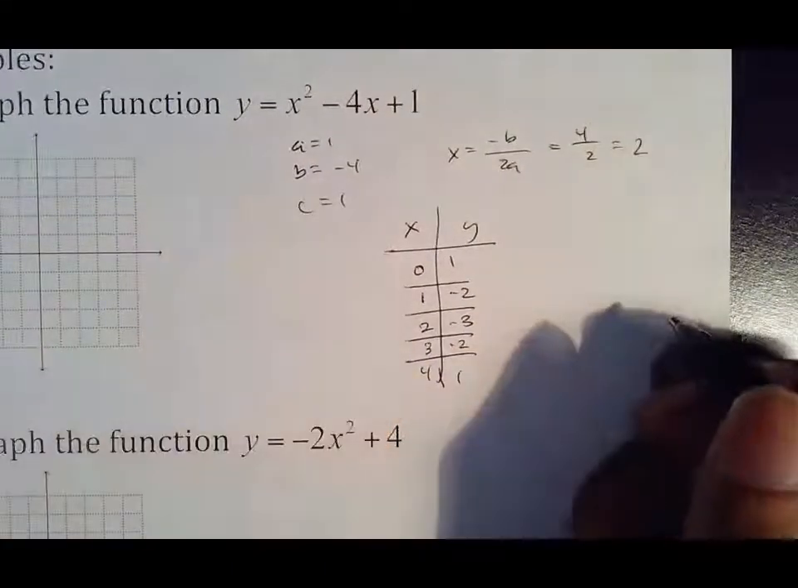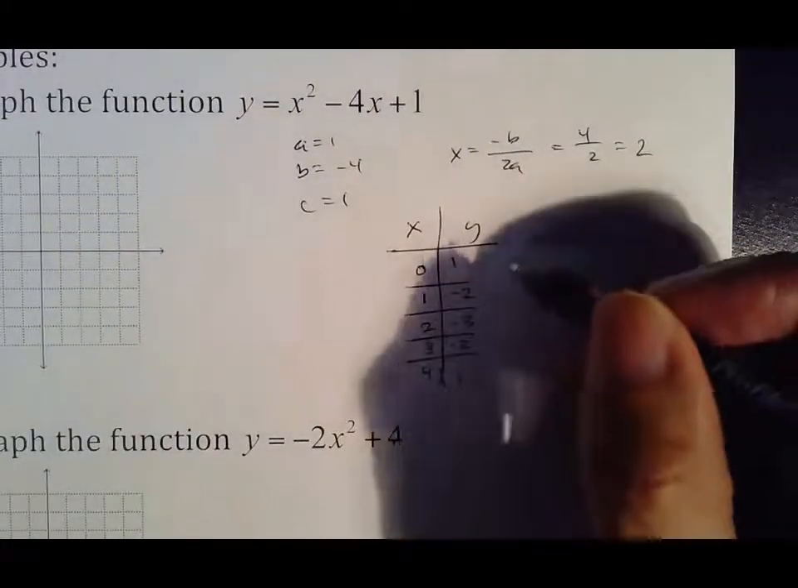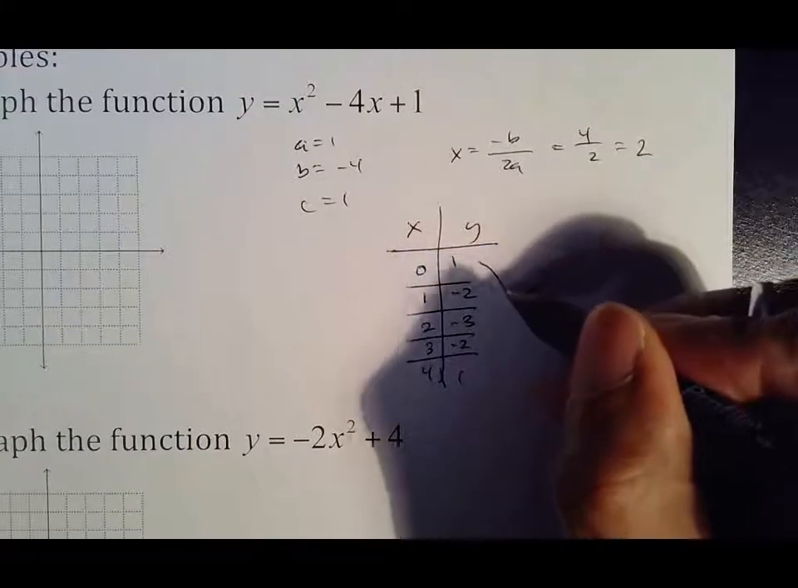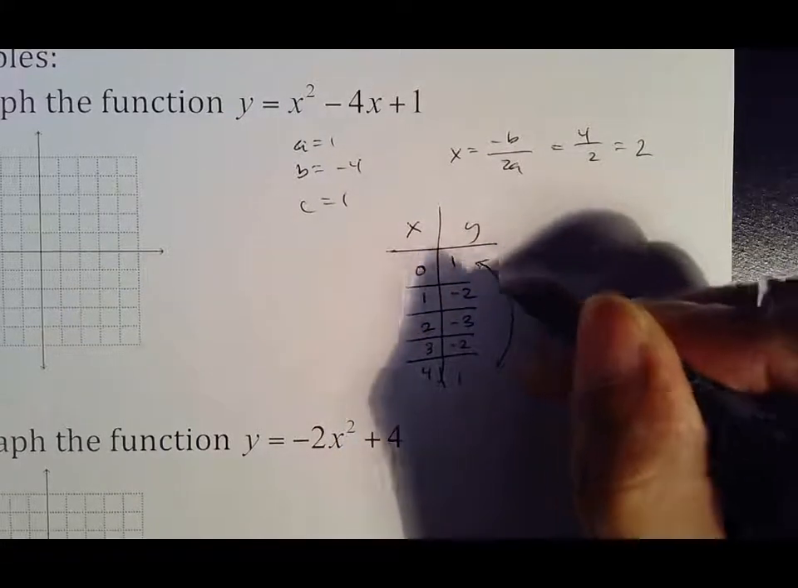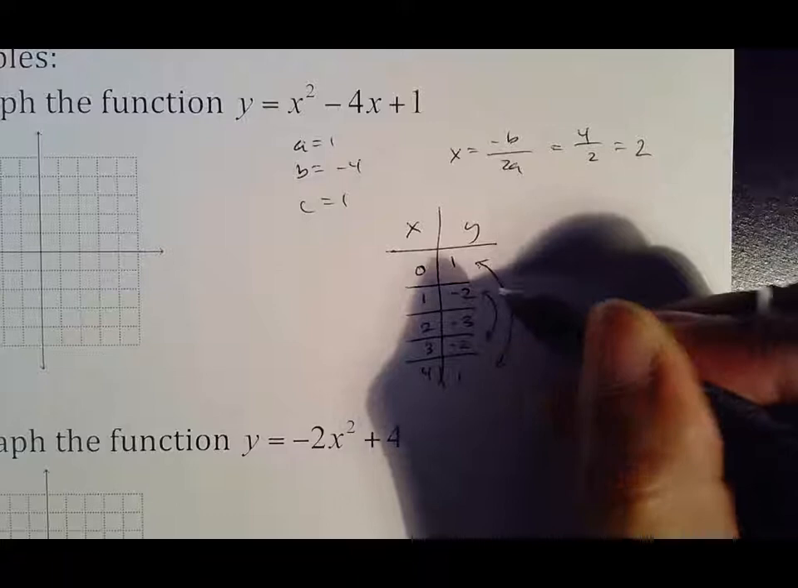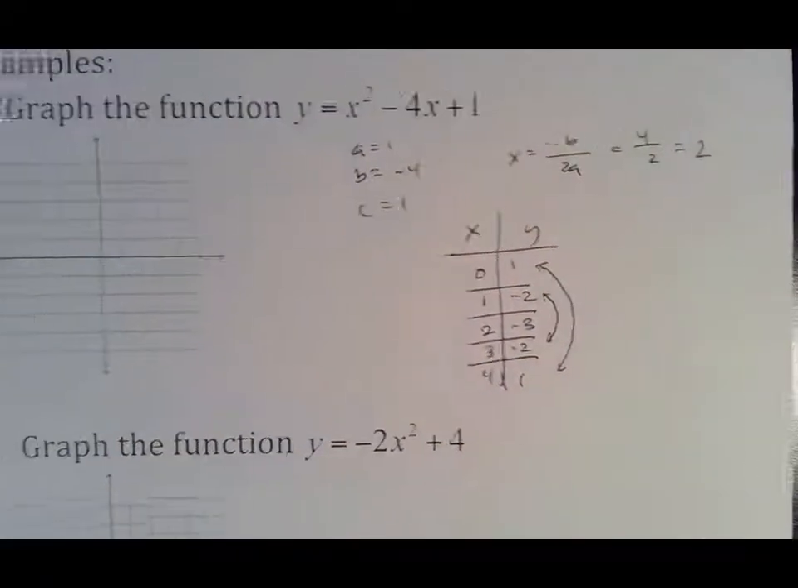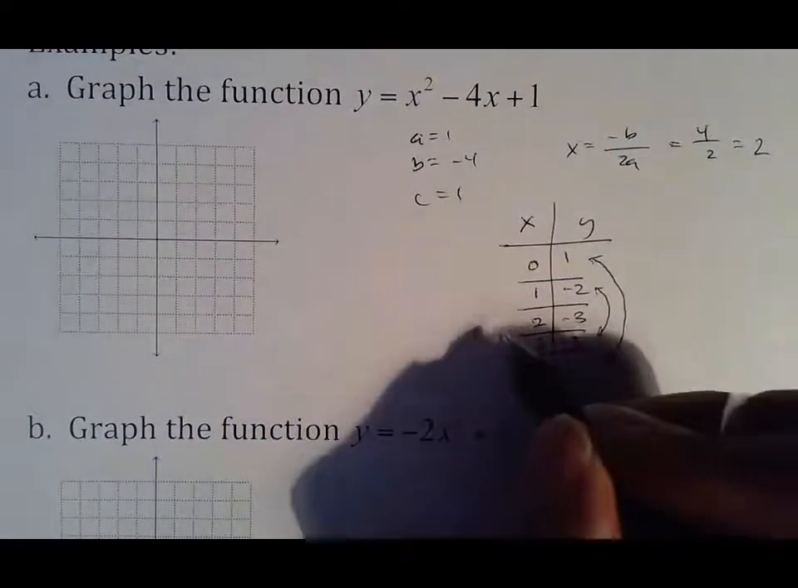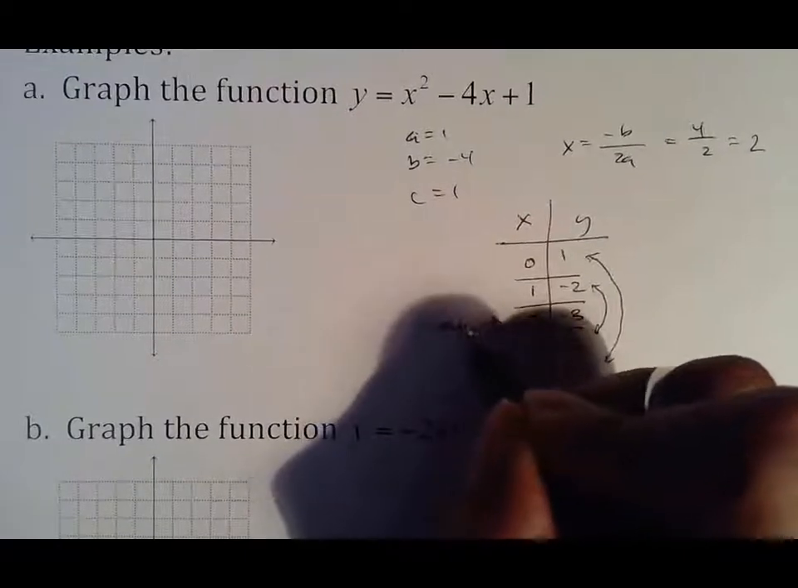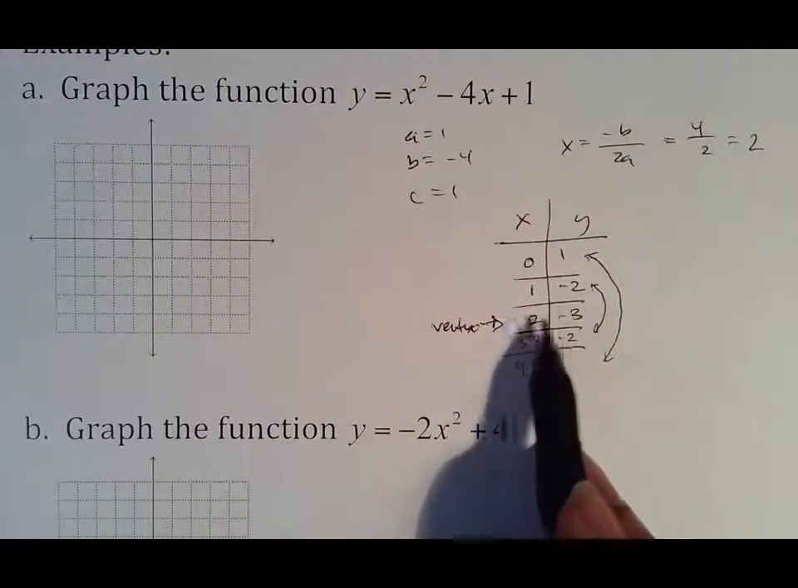Now what you should notice every time you make the table for the graph of a quadratic function is that the top and bottom should match, and the second and fourth should also match. If that does not happen, that means you messed up, because remember, this is your vertex. It's the middle point. It's the highest or lowest point.